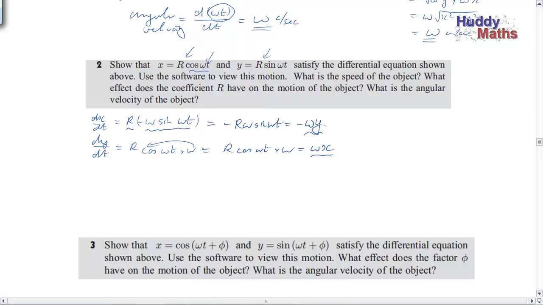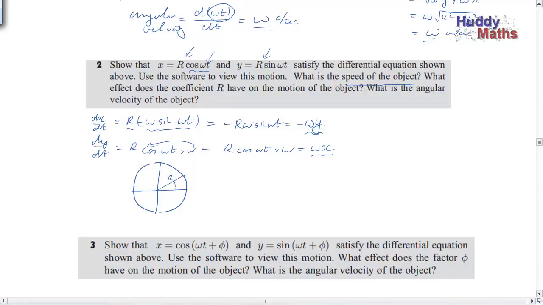So let's have a look. What is the speed of the object? And here the same thing again. Let's put it down here. The speed is the square root of the x component squared plus the y component squared. So it hasn't changed. What effect does the coefficient of r have on the motion? What is the angular velocity? Oops, hang on, I think I've just messed up speed here. Let's just change the speed here, because what we are looking at is explaining that a bit better.